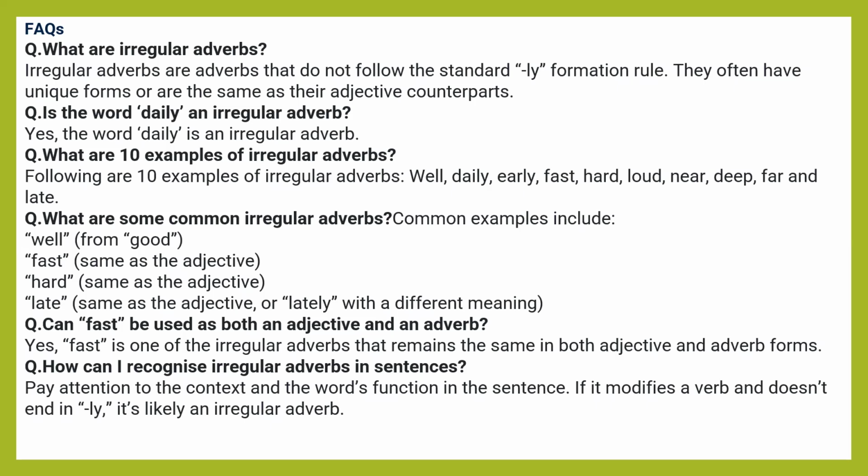A few examples of irregular adverbs, which we have seen in the previous slide also: well, daily, early, fast, hard, loud, near, deep, far, and late. Common irregular adverbs are well, from good; fast, same as the adjective; hard, same as the adjective; late, same as the adjective, while lately comes with a different meaning. Fast can be used both as an adjective and as an adverb. So fast is one of the irregular adverbs.